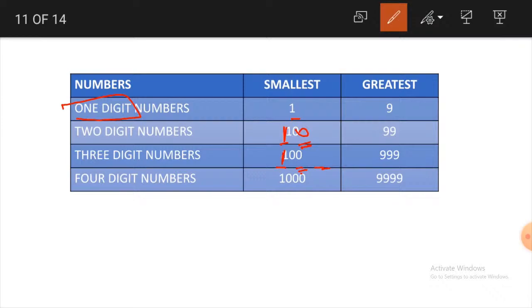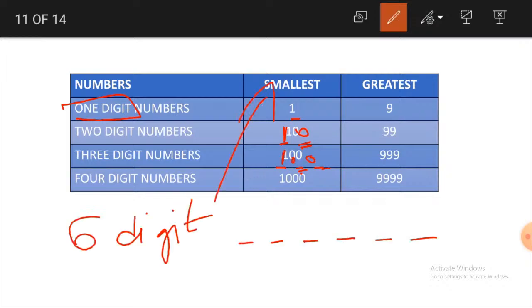In the same way, if I ask you to write the 6-digit smallest number, what should we do? We should first make blanks for 6 digits. 1, 2, 3, 4, 5, 6. Okay, and write 1 in the first place. And in the remaining blanks, just place zeros. This will be 1 lakh, if we read this number as 1 lakh. Understood? For 6 digits, the first digit is 1 and the remaining digits are 0.